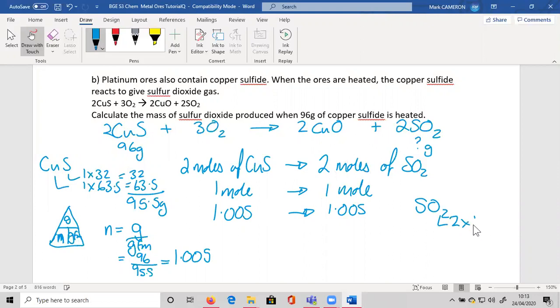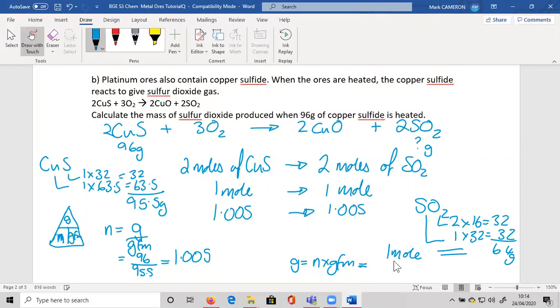So that's going to be 2 times 16, it's 32. And sulfur is 32. So you add them up together and you get 64. So 1 mole will equal 64 grams. Therefore, if we make the mass the subject of the equation, mass equals number of moles times gram formula mass, that's going to be the number of moles we have, 1.005, times your gram formula mass, which is 64.